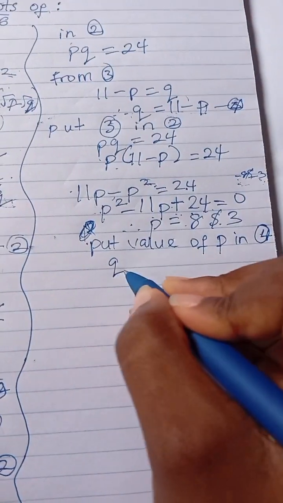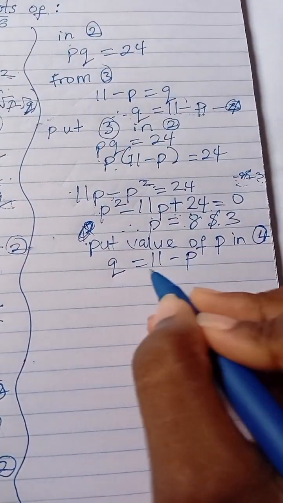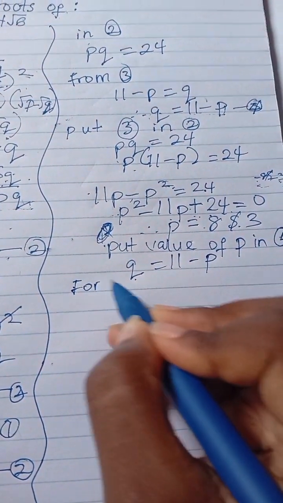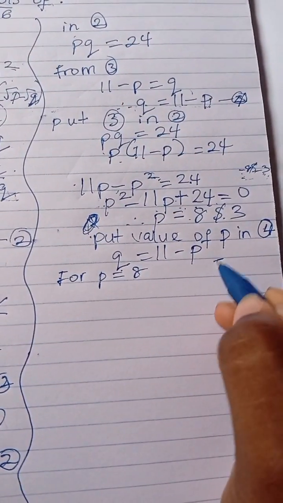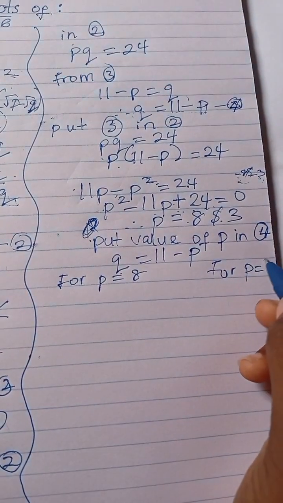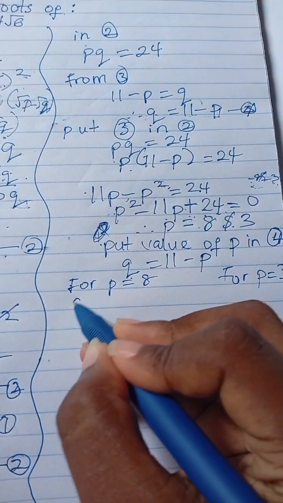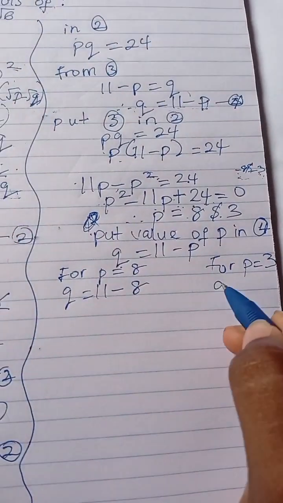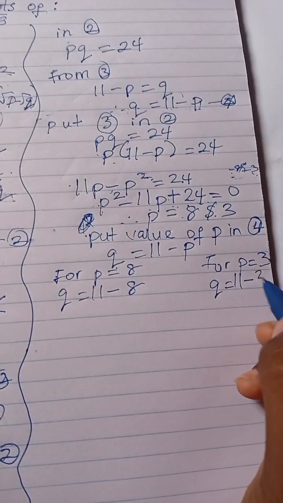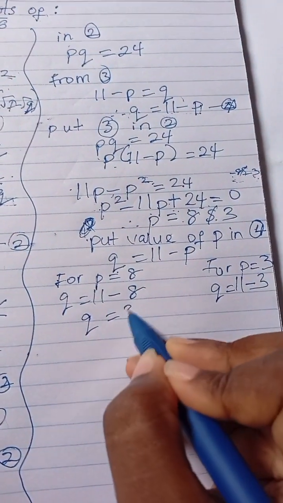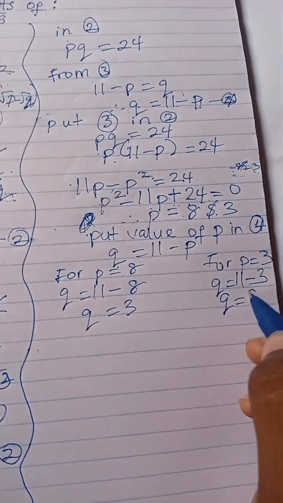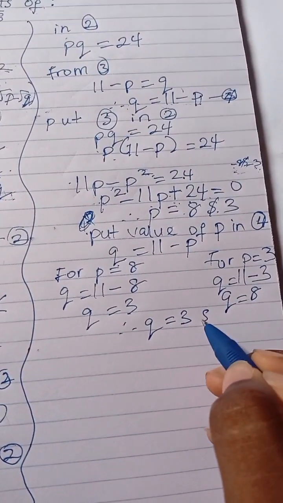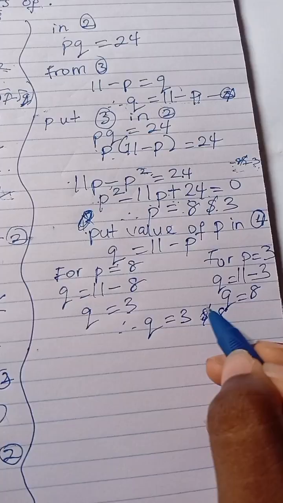So Q is equal to 11 minus P. We've known the value of P. So for the first one, P equals 8, and for the second, P equals 3. Q is equal to 11 minus, our P is what? 8. Q equals 11 minus 3. So Q is equal to 3 and Q is equal to 8 here. So therefore, Q is equal to 3 or 8.